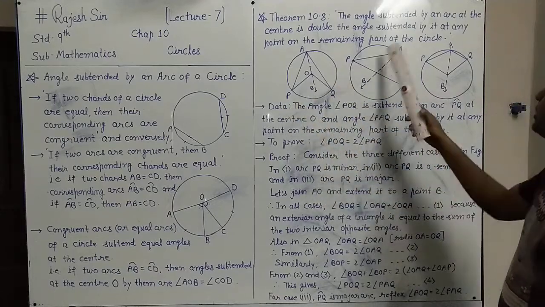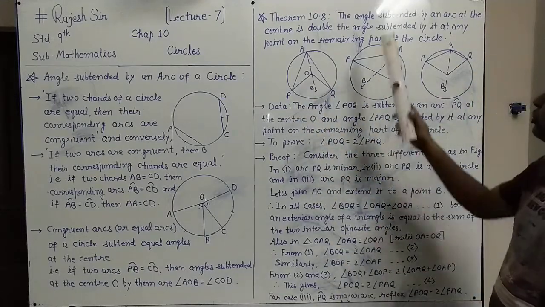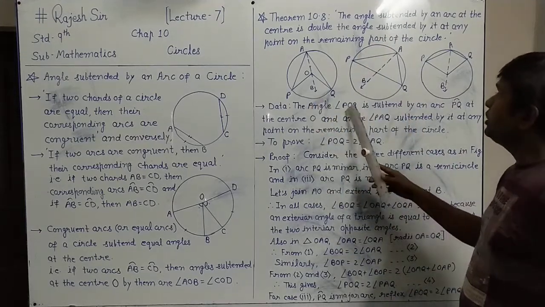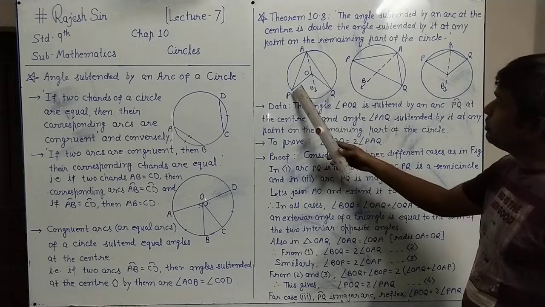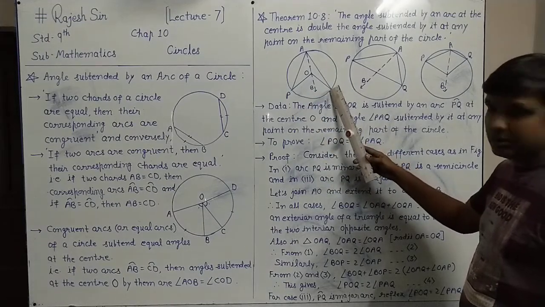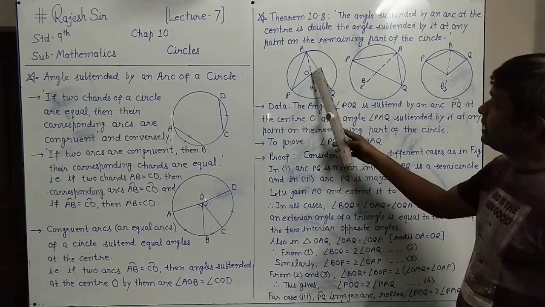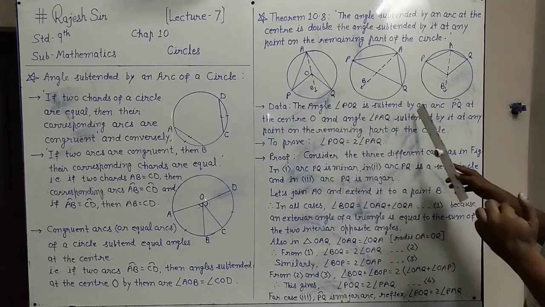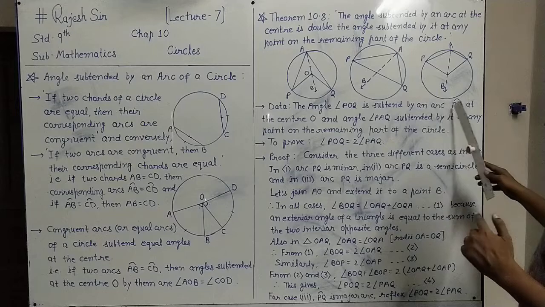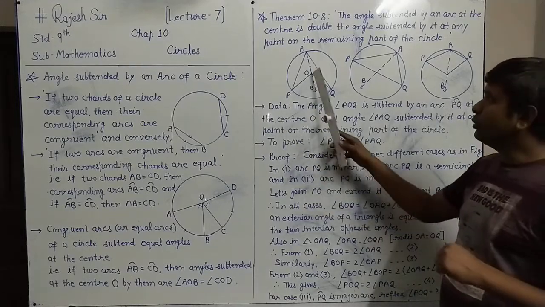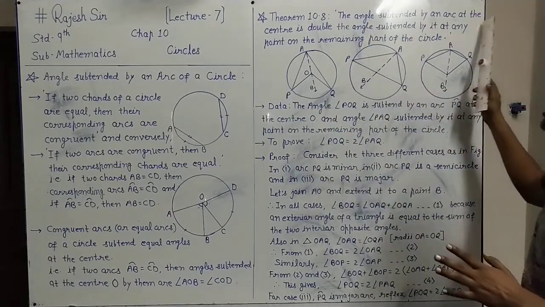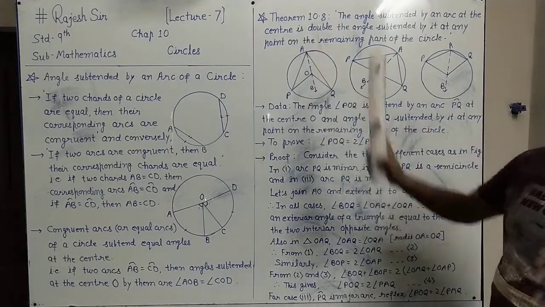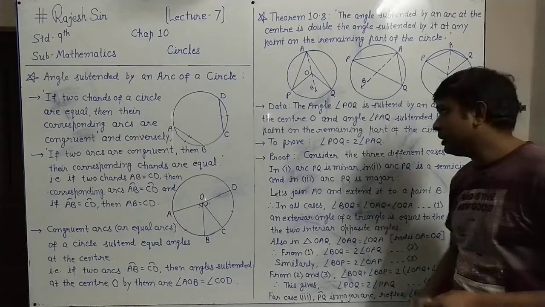The three figures are shown here. To understand and prove this, consider the angle POQ. PQ is an arc and it subtends the angle POQ at the center. So the angle POQ is subtended by the arc PQ at the center O.